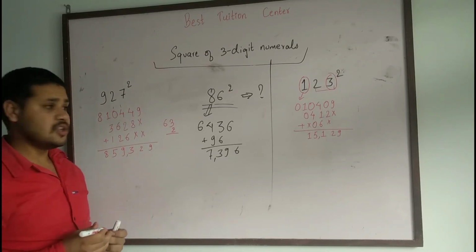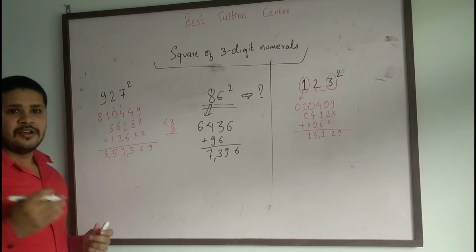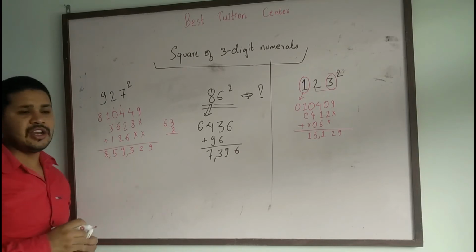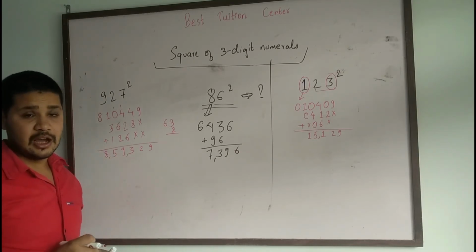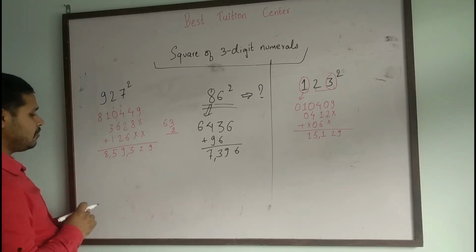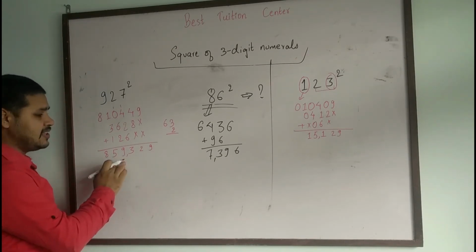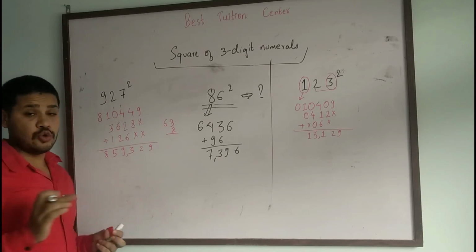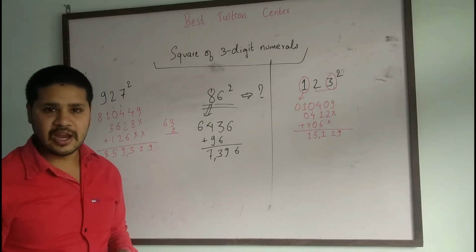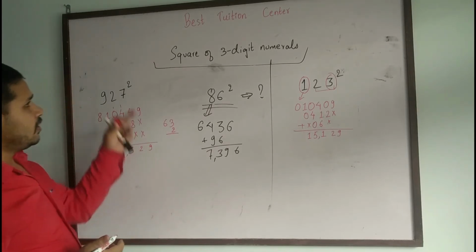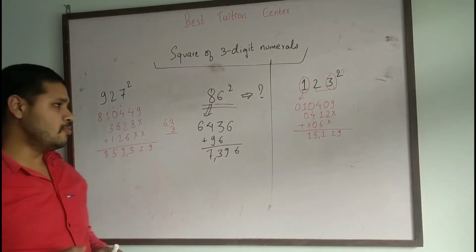Now the correct answer will be 8,59,329 in the Nepali system, and according to the international number system it is 859,329. So this is the answer. So this is one of the techniques that we use to solve the square of 3-digit numerals.